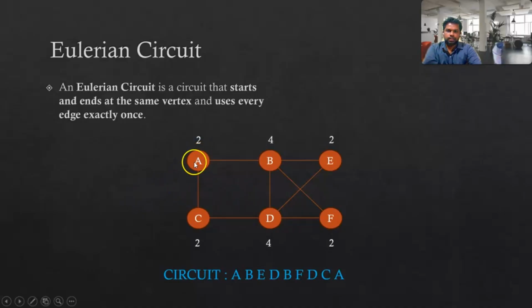So we traveled across every edge of the graph exactly once, and we started from A, and then went to B, and then to E, and to D, and to B, to F, to D, to C, and to the starting point A. So that's an Eulerian circuit.